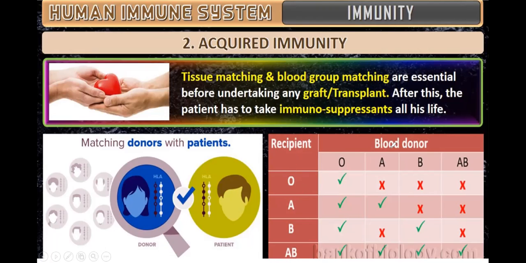So these will be tested. What is the recipient's blood group? Recipient is O, so the donor can be what? The donor will be O, and then the organ will be accepted. If the recipient is A, then O and A will be accepted. For B, O and B will be accepted. For AB, all are accepted. So in this way, matching is done.